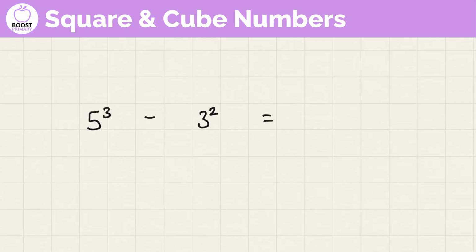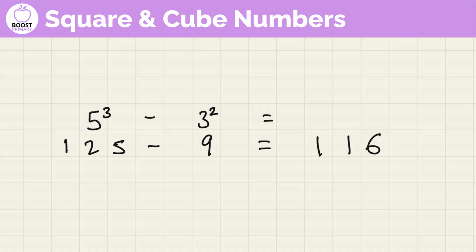My final question is 5 cubed take away 3 squared. 5 cubed means 5 times 5 times 5, which is 125. 3 squared means 3 times 3, which is 9. 125 take away 9 is 116. So 5 cubed take away 3 squared equals 116.